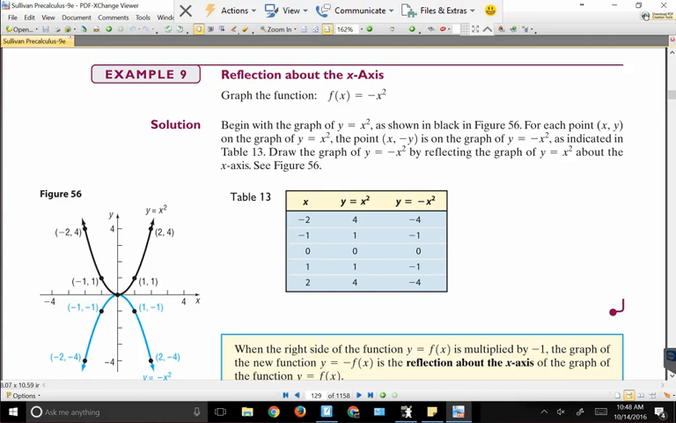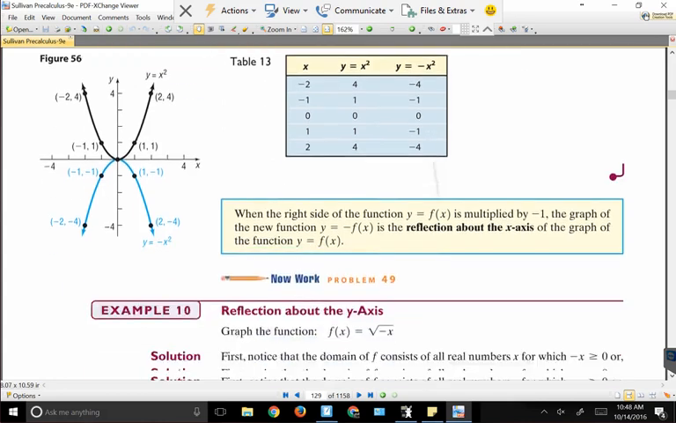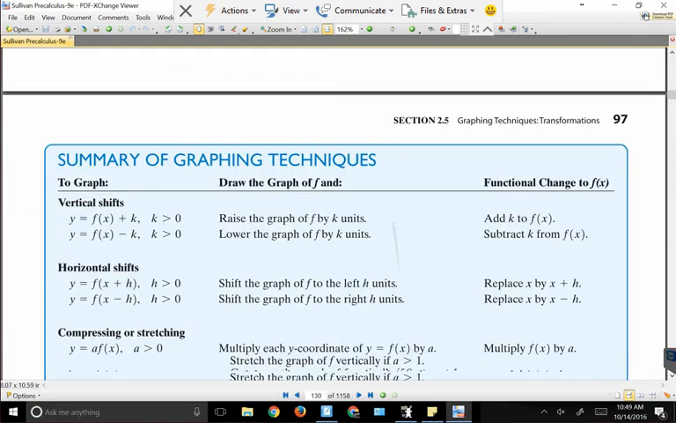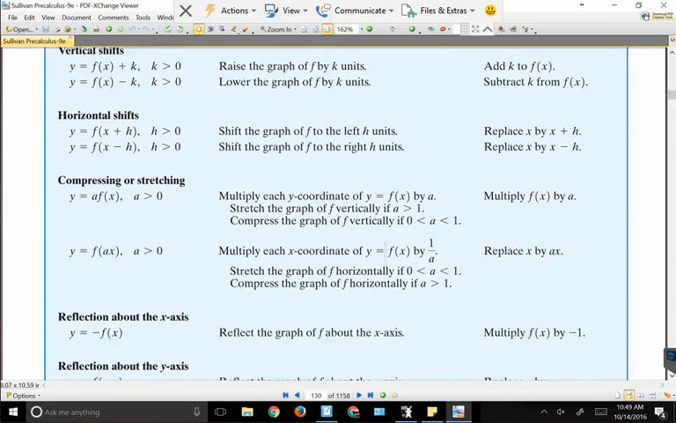If I take a look at the next one, it talks about reflection about the y-axis. That means that my input was turned to negative. So I put something in, I get something out. Well, now this time when I put something in, I really have to take a look at its what? Opposite, which makes it go across the y-axis. Okay? And that gets us back to here, our summary of that.